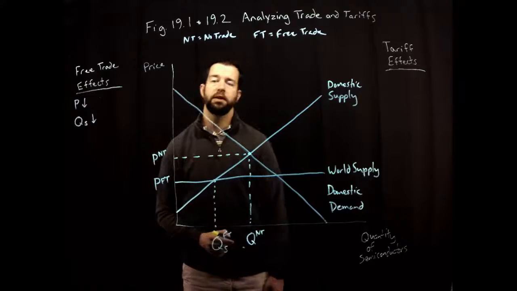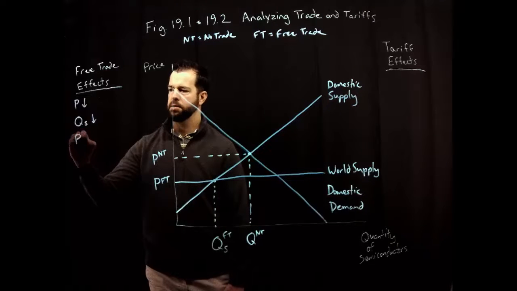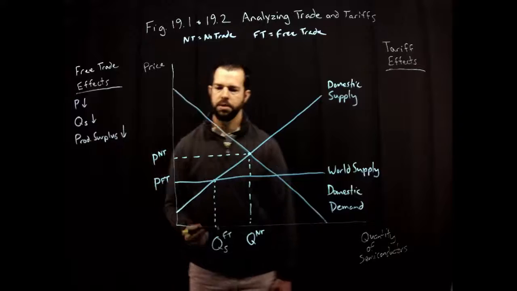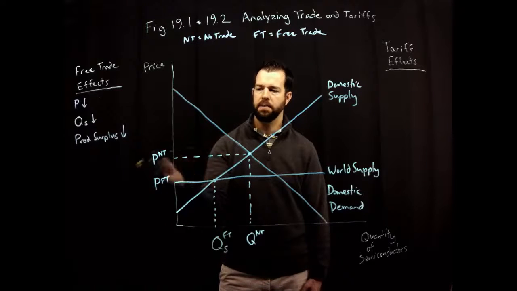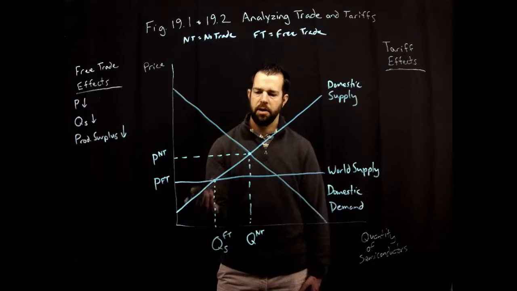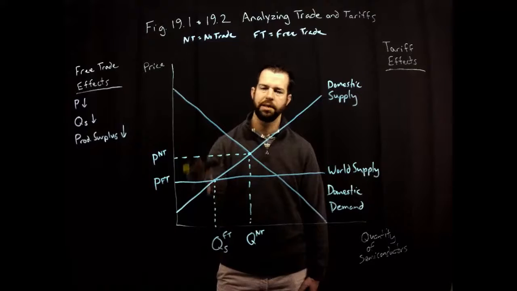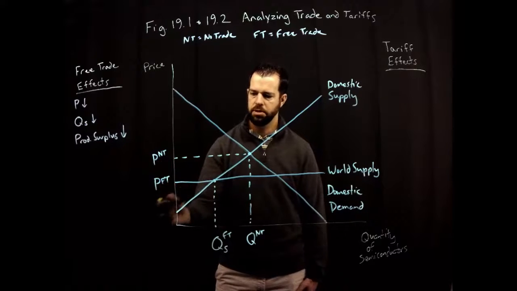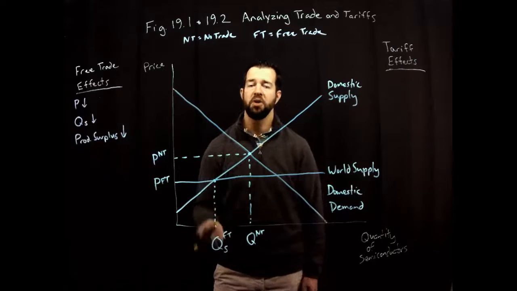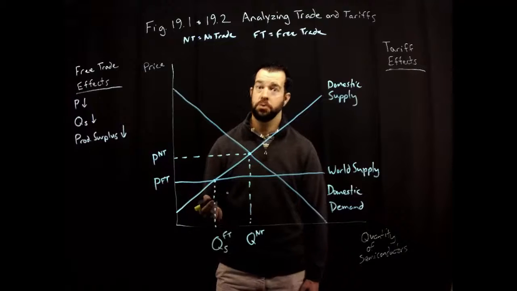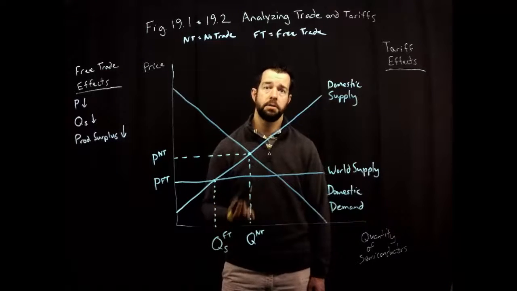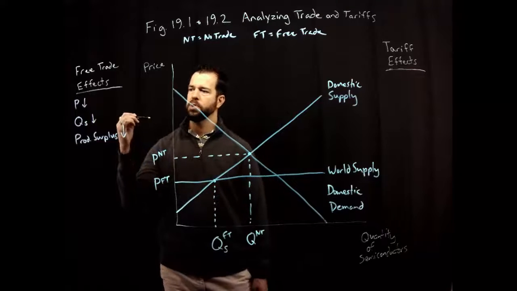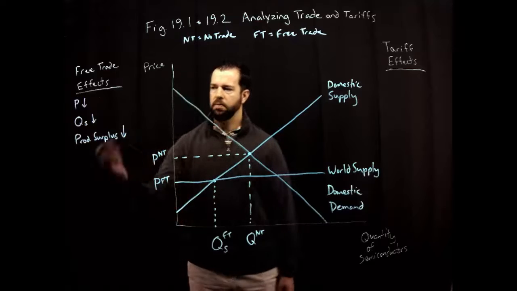Now what is that going to do to producer surplus? Producer surplus is going to fall, because they were previously able to receive P_NT, the price with no trade, and they were able to produce more because of the higher price. Now with the lower price, this producer surplus shrinks from this triangle to this triangle. Remember, producer surplus is the area above the supply curve, below the price that sellers receive, and to the left of the quantity supplied. So in this case, price falls, quantity supplied falls, and the producer surplus falls.